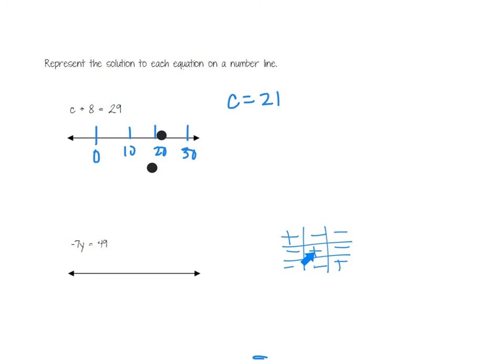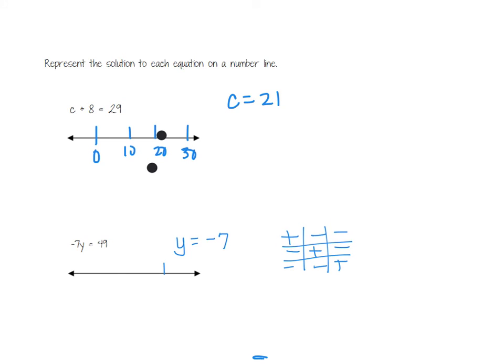So a negative times a positive will give me a negative. That's not going to work. But a negative times a negative will give me a positive. So whatever my y value is going to have to be negative. So what times 7 gives me 49? We know that it's 7. So we know that y must equal -7 for this to be a true problem.